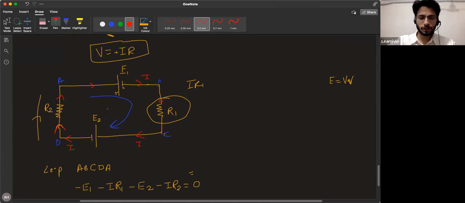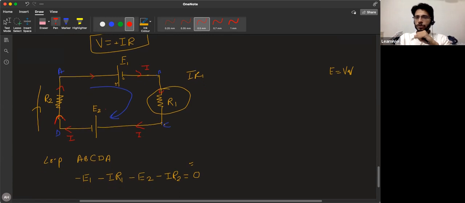Okay, now let's discuss some other things. What do you think, should this equation depend upon the direction of the loop, or should this equation be independent of the direction of the loop? See, if it depends upon the direction of the loop, then in a numerical, he would have to mention which loop you have to choose, right? If it depends upon it, then you can't solve a circuit properly.